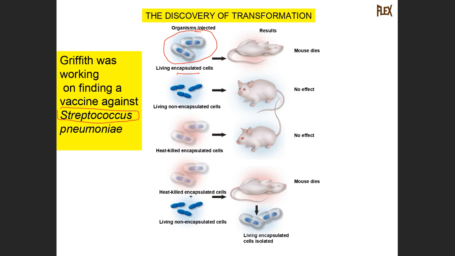The strain of the bacteria that didn't have capsules was not pathogenic. He called the non-encapsulated bacteria R. The encapsulated one made a smooth colony, so he called it S. So he tested to make sure that indeed that was true. He put the S bacteria into a mouse. The mouse died. He gave the R bacteria into a mouse. The mouse did live. No effect.